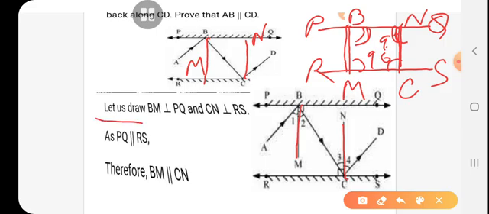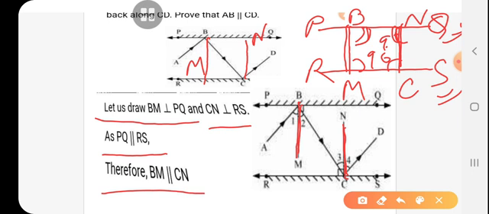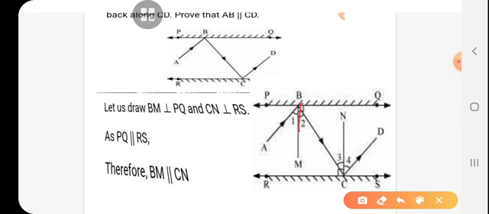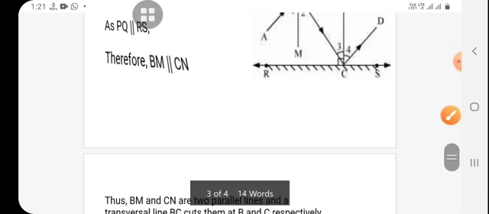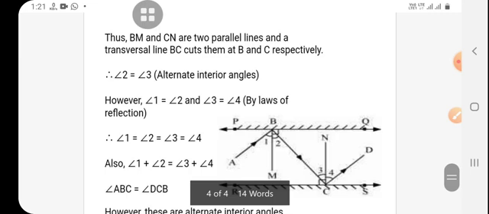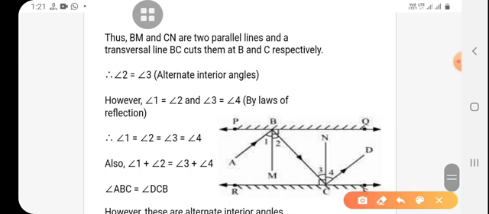Let me write it. Let us draw BM perpendicular to PQ. Look here. Another perpendicular line CN perpendicular to RS. So since PQ is parallel to RS, the line BM is parallel to CN. That means this line will be parallel to this one. I show you again: this line will be parallel to this line. Now come to the next point. Just see the picture. Thus BM and CN are two parallel lines.